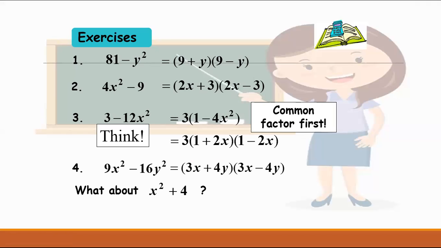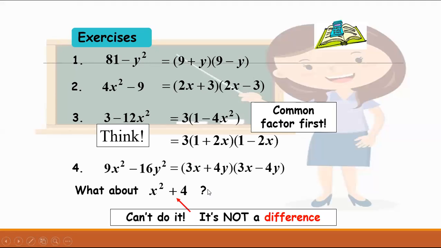What about x squared plus 4? x squared is a square, yes. 4 is a square, yes. But can we solve it with method number 2? Can we factorize it? No, because there is a plus sign in between. So please make sure that if you have a plus sign in between two squares, you cannot use method number 2.